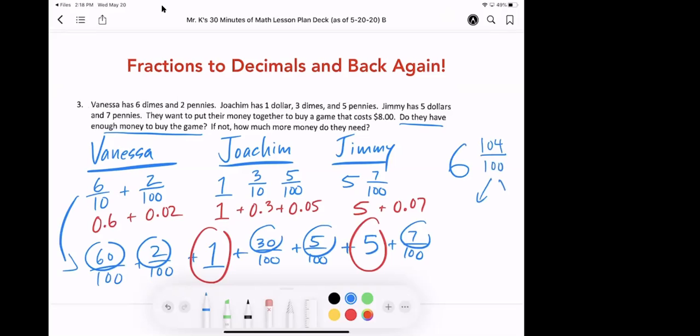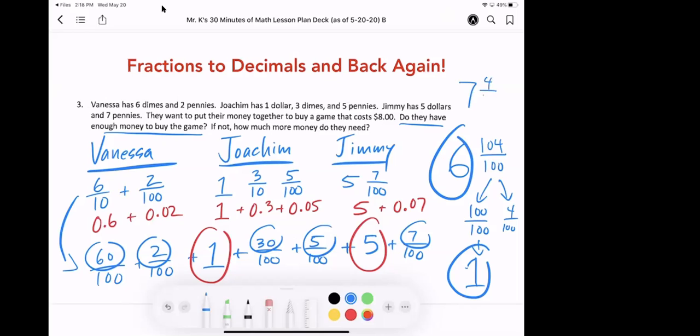Well, hopefully we see that 100 hundredths is 1 whole dollar. And then we'd have 4 hundredths left over. So if I have 6 wholes and 1 whole, then I would have 7 whole dollars and 4 hundredths, which is the same as $7.04. Well done, you guys did excellent there. You're absolutely right. They are 96 cents or 0.96 cents away from the right amount of money.